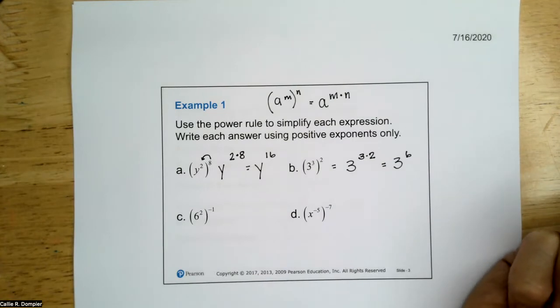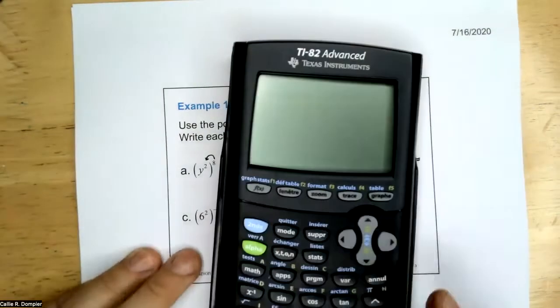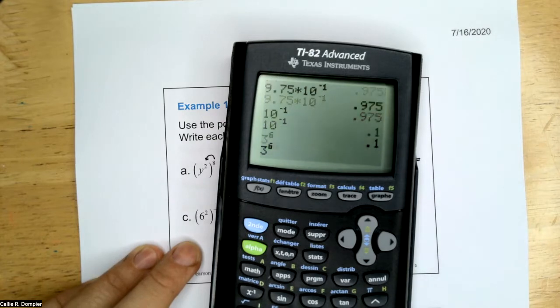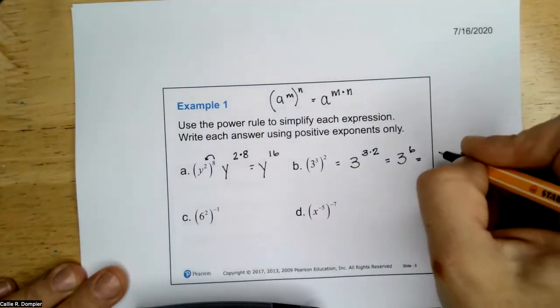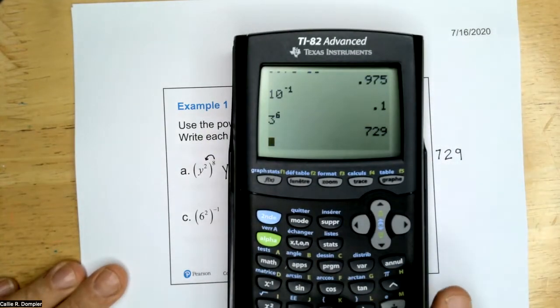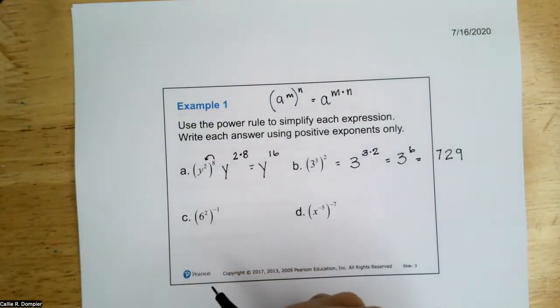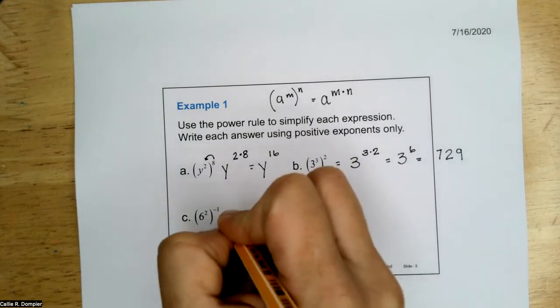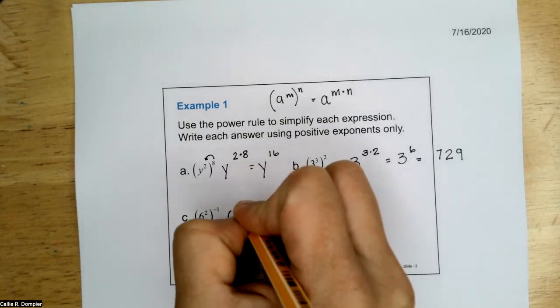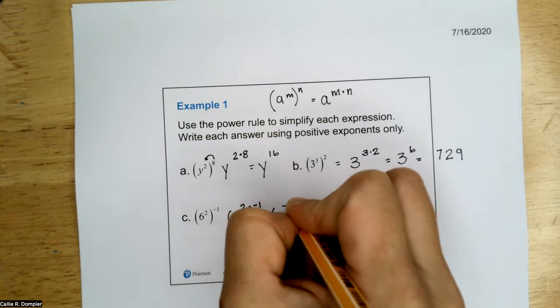Good. You can also solve that. 3 to the power of 6 is 729. And if you would like to put it into your calculator just as they have it, they had it as 3 to the power of 3 to the power of 2. Get the same answer. 6 to the power of 2 to the power of negative 1. Remember, you're multiplying, becomes 6 to the power of 2 times negative 1, which is 6 to the power of negative 2.